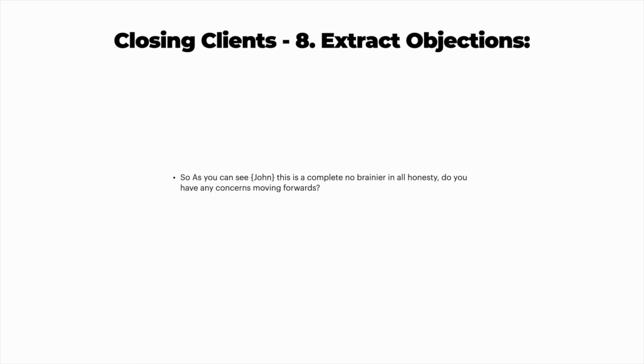So moving on to point number 8, or step number 8 if you will, in the sales call, you want to basically extract objections. Once you've stated your offer and how it works, you're going to use this bridge line, which is: so John, as you can see from the numbers and the mathematics behind this, and in your business in particular, this is a complete no-brainer in all honesty. With that being said, do you still have any sort of concerns moving forward or anything like that, John?